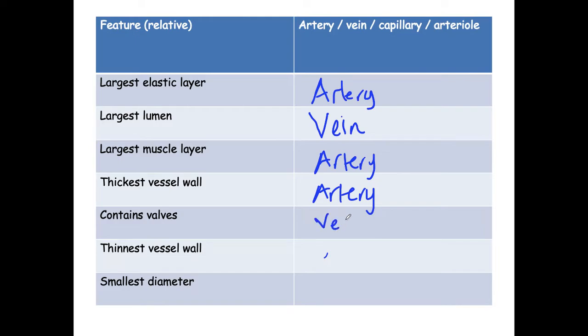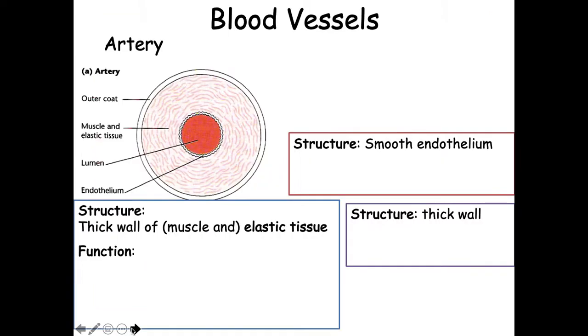Contains valves, the veins. The thinnest vessel wall is a vein, and the smallest diameter is the capillary. Their diameter only just fits a red blood cell inside it. So this is our very simplified diagram of an artery. We've got the outer layer, the inner layer made of muscle layer and elastic layer, the lumen in the middle, and the endothelium, which is the smooth squamous lining cells.